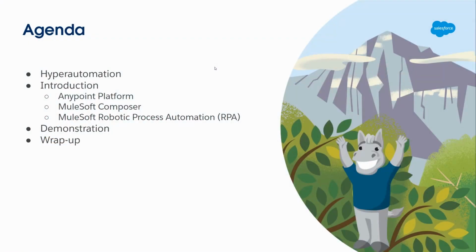Okay, so what's on the agenda? First, we will cover what hyperautomation is, as this is a key word in the presentation. Then we will go through three main components, which are Anypoint Platform, MuleSoft Composer, and MuleSoft Robotic Process Automation, RPA for short, and then we go straight to the demonstration.